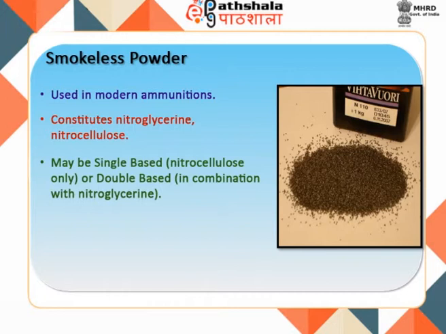The components of common double based powders are as follows. Cordite has 58% nitroglycerin, 37% nitrocellulose, and 5% mineral jelly. Modified cordite has 30% nitroglycerin, 65% nitrocellulose, and 5% mineral jelly. Ballistite has equal quantities of nitroglycerin and nitrocellulose without any mineral jelly.